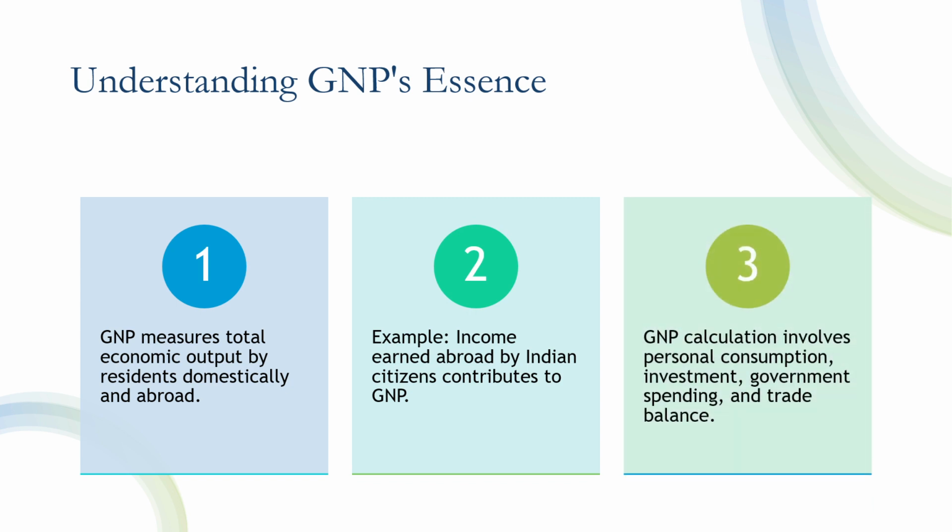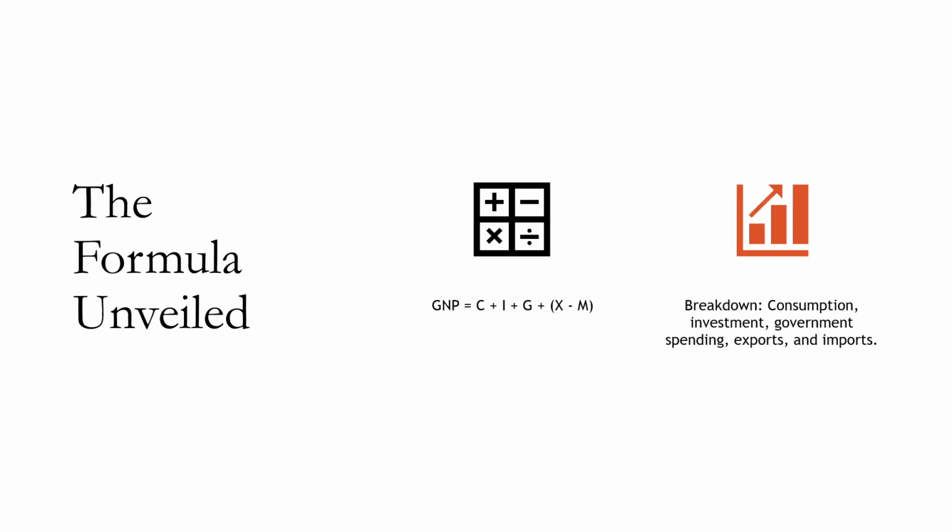How is gross national product calculated? Calculating gross national product is a meticulous process that involves several components. The most common method used to compute GNP is the production approach, which involves summing up the value added at each stage of production across all sectors of the economy. The formula for calculating GNP can be expressed as GNP = C + I + G + (X - M), where C represents personal consumption expenditures, I stands for gross private domestic investment, G accounts for government spending, X denotes exports of goods and services, and M represents imports of goods and services.